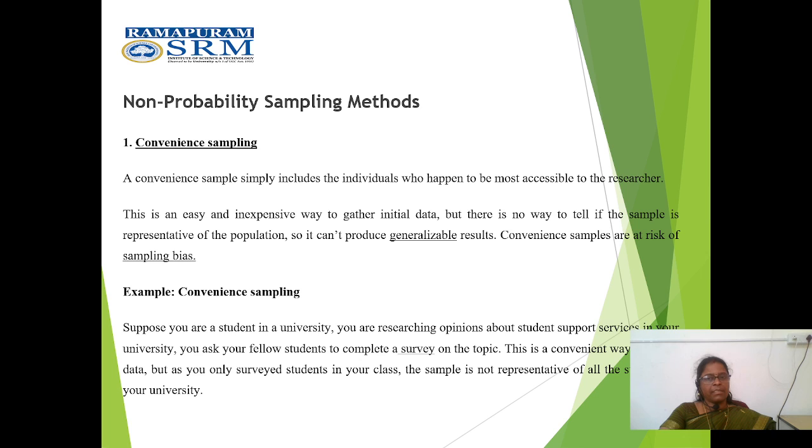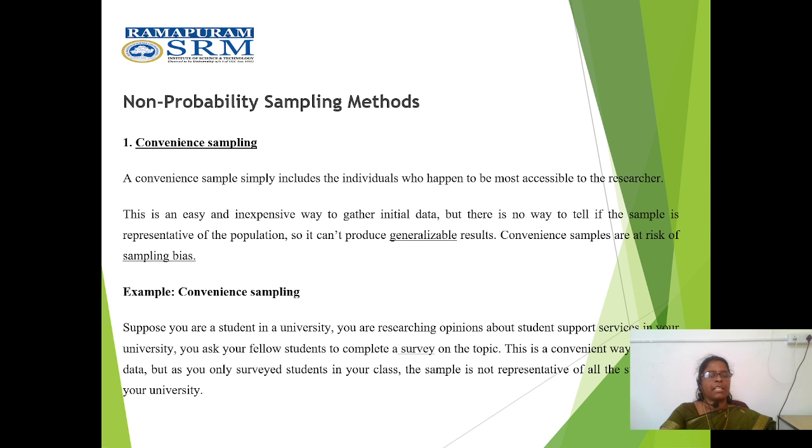But there is no way to tell if the sample is representative of the population. So, it can't produce generalizable results. Convenience samples are at risk of sampling bias.